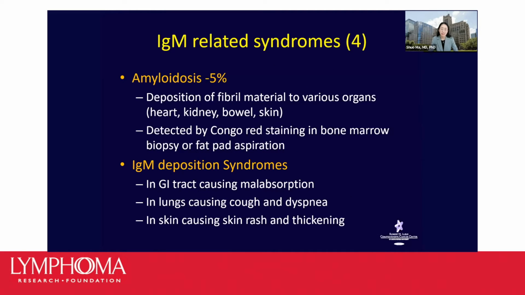Occasionally, IgM light chain can result in a very specific type of deposition of fibrotic material in various organs. That's called amyloidosis. Amyloidosis can deposit in many different types of tissues, resulting in organ dysfunction, such as in the heart, the kidneys, the bowel, or the skin. There's a specific way of detecting amyloidosis, called Congo red staining, and the pathologist will do that on tissue biopsies or bone marrow biopsies. Sometimes we'll do a special fat pad aspiration biopsy.